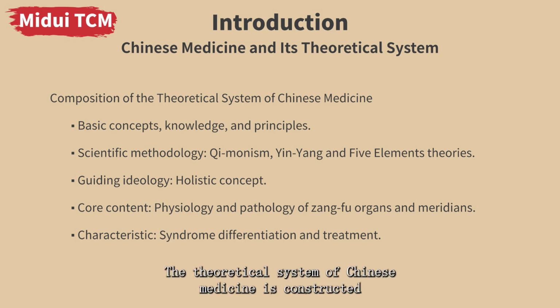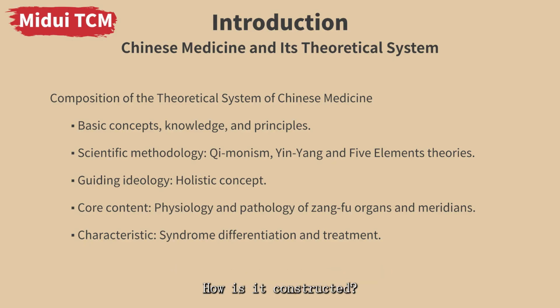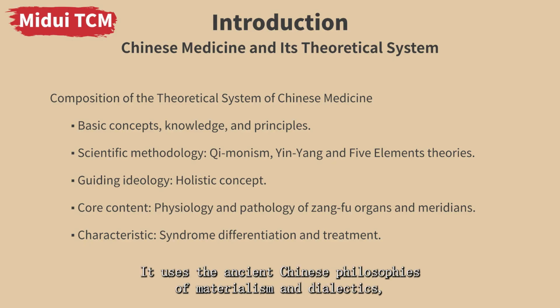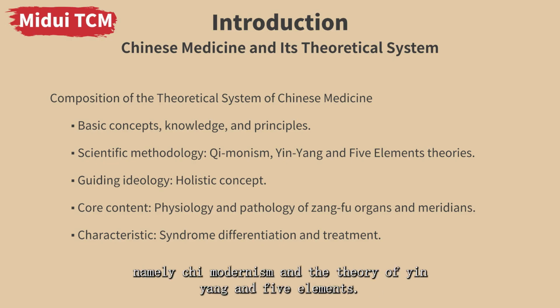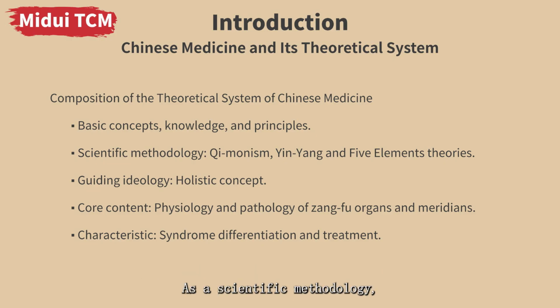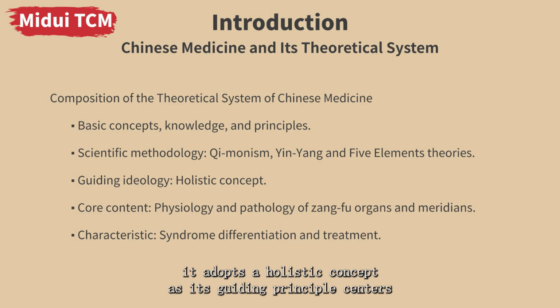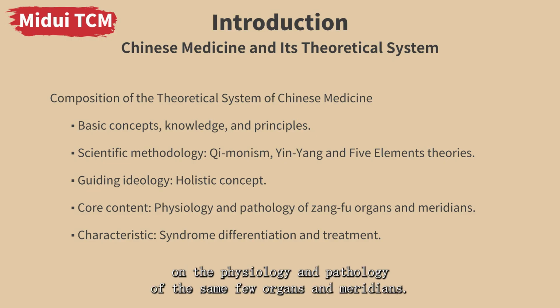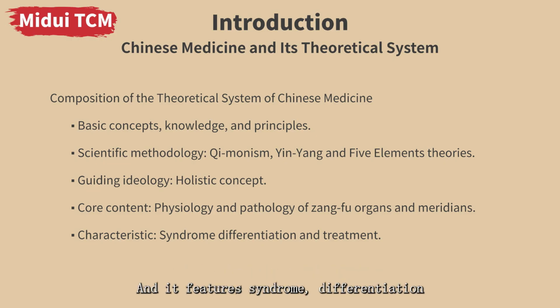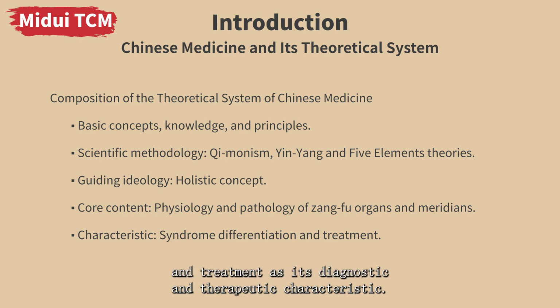The theoretical system of Chinese medicine is constructed based on its basic concepts, knowledge, and principles following the logical framework of Chinese medicine. How is it constructed? It uses the ancient Chinese philosophies of materialism and dialectics, namely Monism and the theory of yin, yang, and five elements, as its scientific methodology. It adopts a holistic concept as its guiding principle. It centers on the physiology and pathology of the Zangfu organs and meridians, and it features syndrome differentiation and treatment as its diagnostic and therapeutic characteristic.